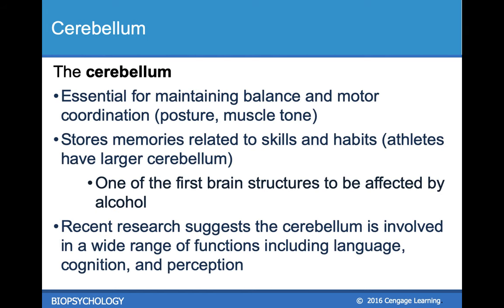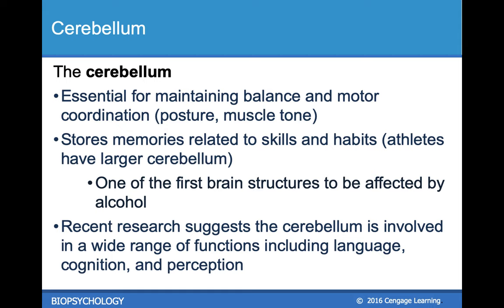And if we go further, the cerebellum is essential for, again, that's the part in the back. It maintains our balance and motor coordination, including posture and muscle tone. So your ability to walk upright and not flop over or bump into things is in part due to your cerebellum. It also stores memories related to skills and habits that are physical in nature.